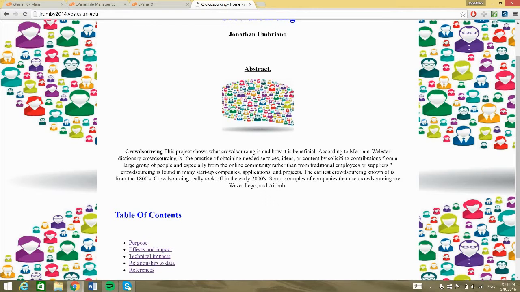Crowdsourcing is found in many startup companies, applications, and projects. The earliest crowdsourcing known of is from the 1800s. Crowdsourcing really took off in the early 2000s. Some examples of companies that use crowdsourcing are Waze, Lego, and Airbnb.